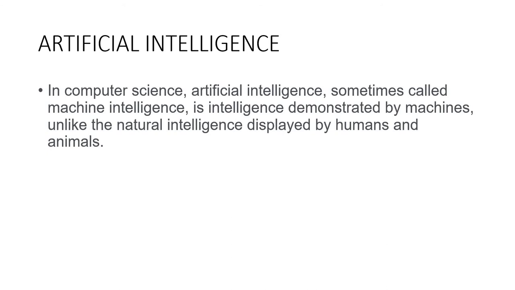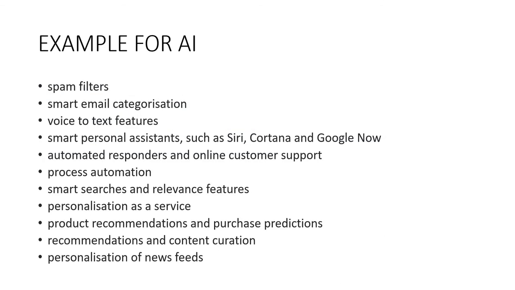See, in computer science, artificial intelligence, sometimes called machine intelligence, is intelligence demonstrated by machines. That's what we call artificial intelligence, unlike the natural intelligence displayed by humans and animals. So that's different. Our human intelligence is different from artificial intelligence. It is the intelligence demonstrated by machines. Fine. These examples will give you a better idea about artificial intelligence.